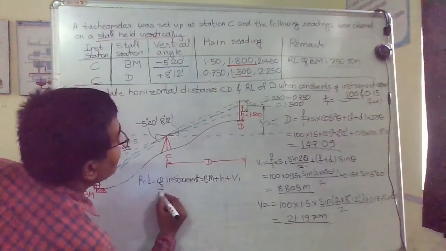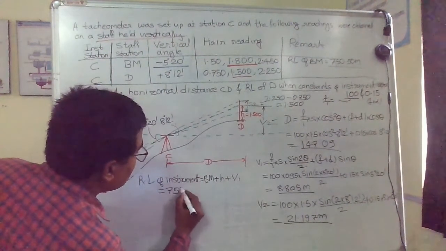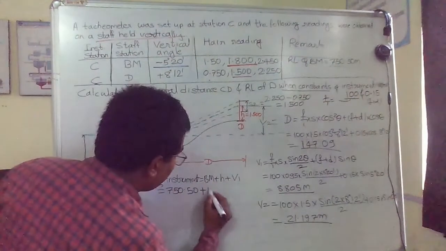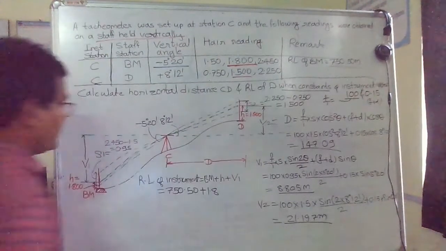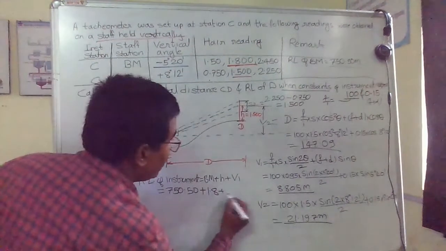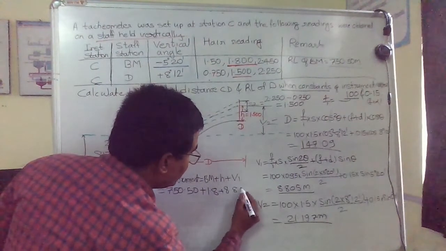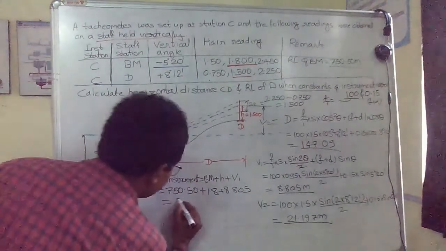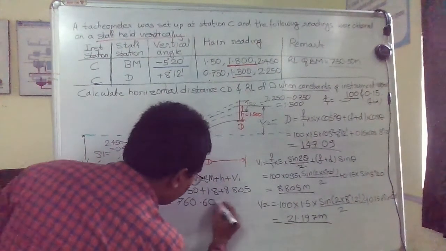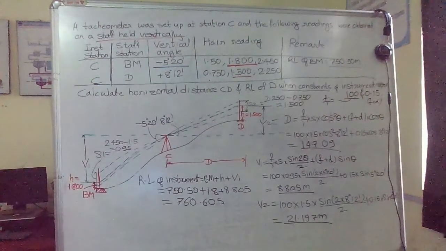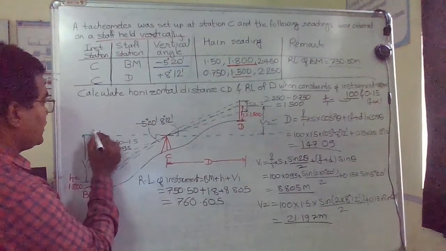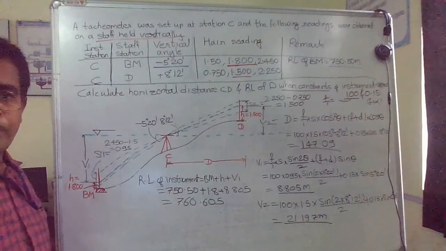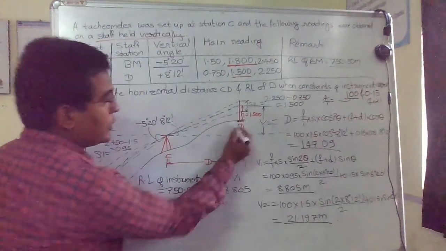What is the value of benchmark and v1? It is 750.50 plus value of h as 1.8 meter. Okay, h is 1.8 plus v1. V1 we have just calculated, 8.805. From that we get the RL of instrument axis as 760.605. Okay, now we got RL of this line as 760.605, and we have to find the RL of this point.